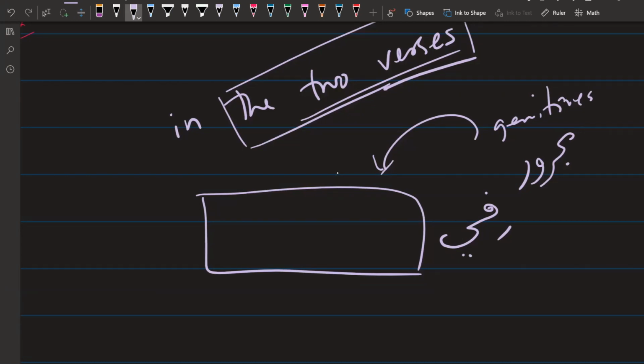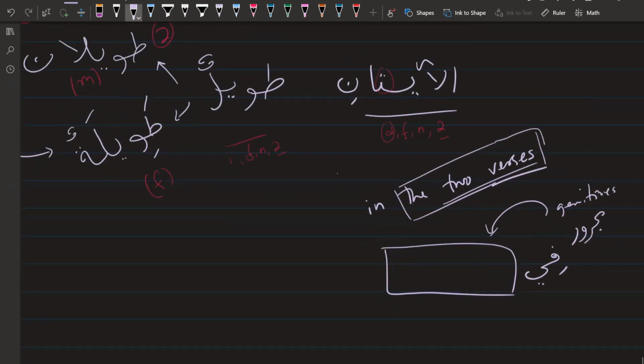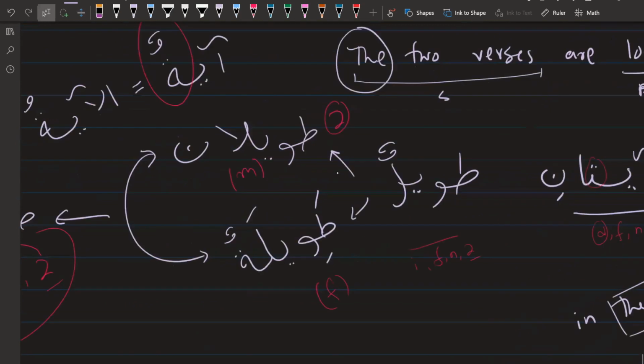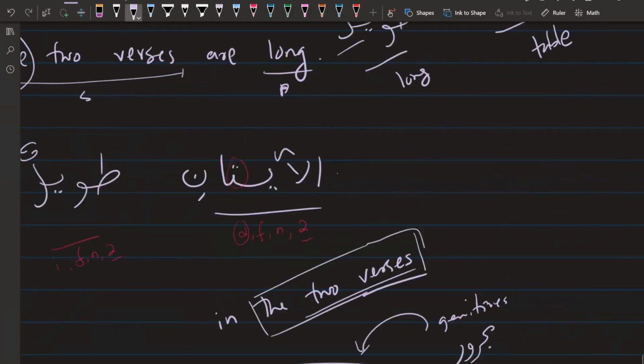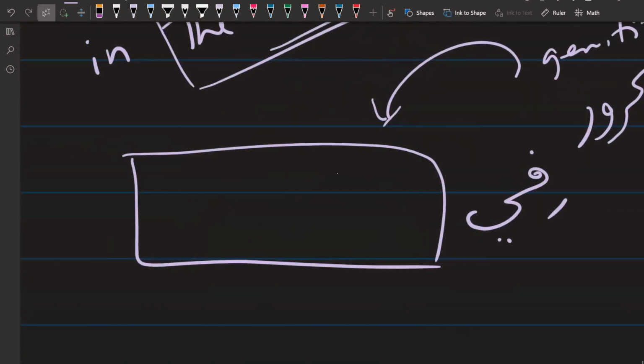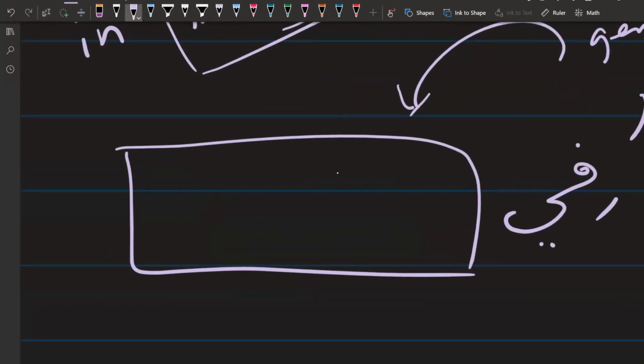But we talked about how the dual doesn't work that way, because as you can see, in the marfu state, in the nominative case, it doesn't have a kasra, you know, tawilani. So what do we do? The way we make it into genitive is by adding ya and nun. Instead of alif and nun, you add ya and nun. So you say al-ayatayni.